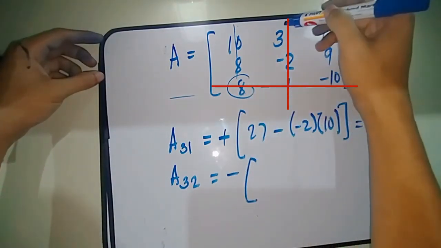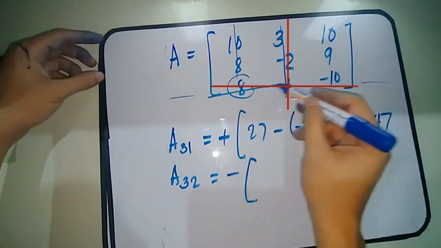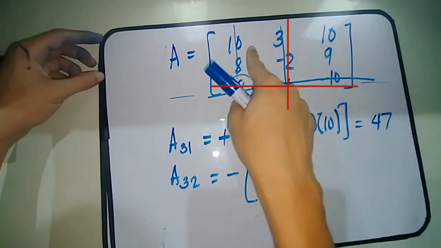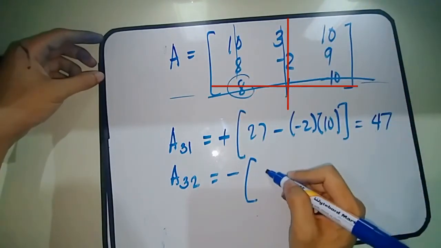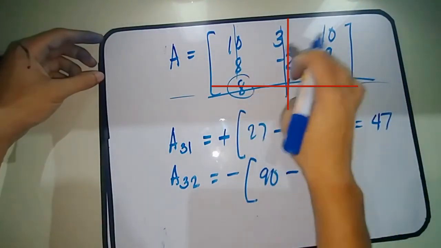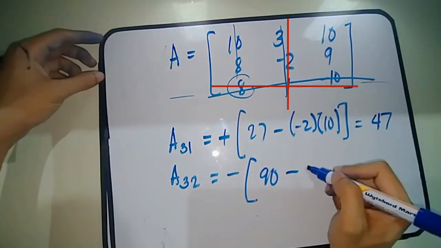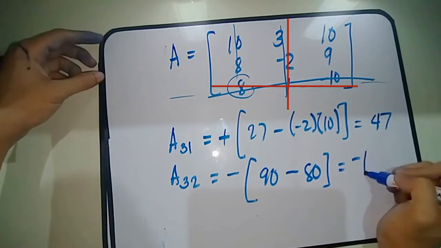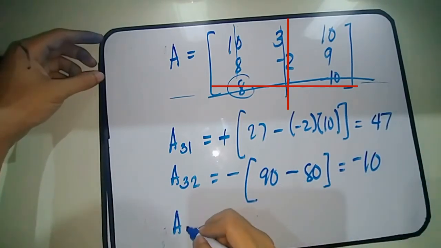We have here, if you cross out this, ito yung matitira. So you have here 10, 8, then 10, 9. So 10 times 9, so 90. Minus, so 8 times 10. So we have here 80. So you have here negative 10. So for the third row, third column.